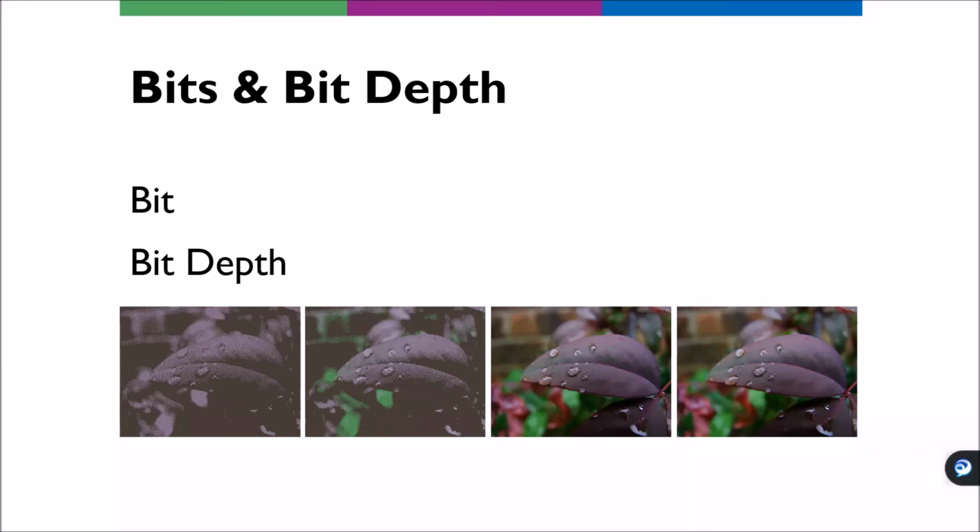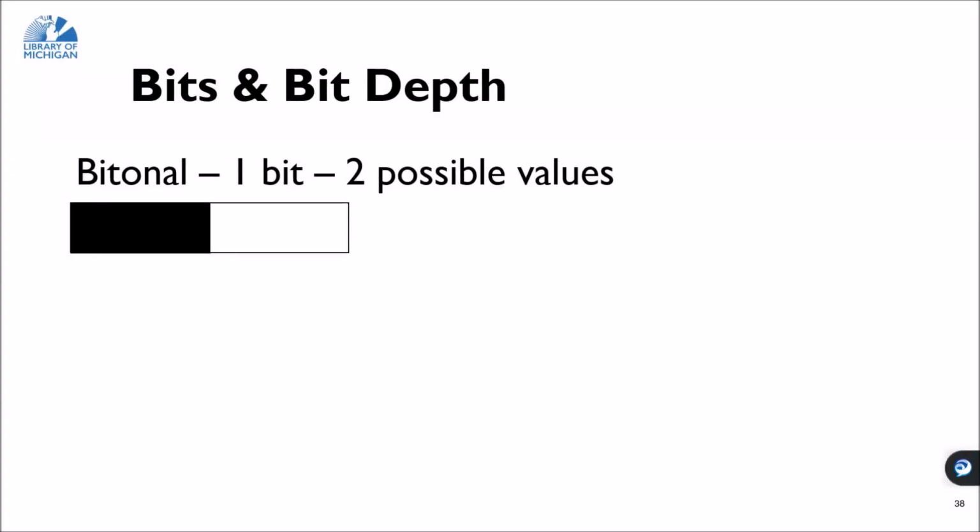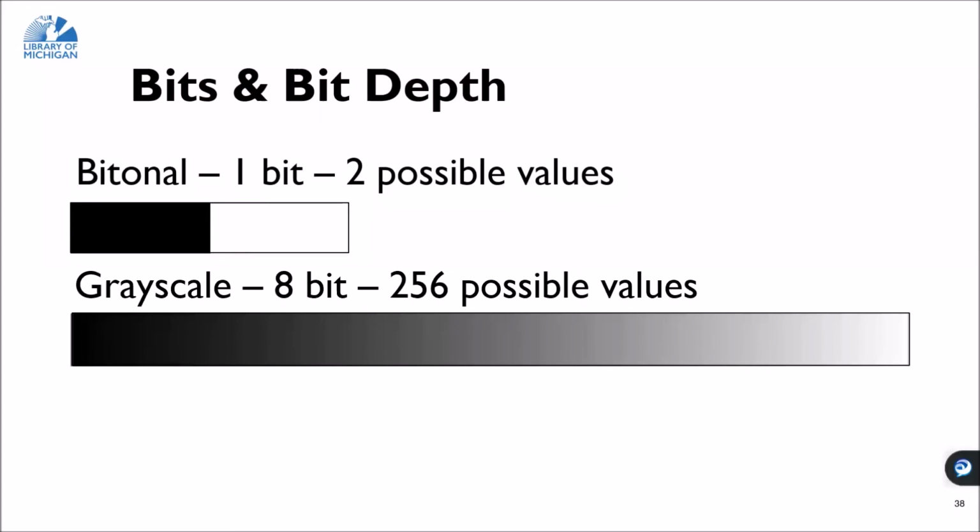Let's take a look at some of the common bit depths for digital images. First one is bitonal, or 1 bit. That 1 pixel can be represented by one of 2 possible values, either black or white, heads or tails. The next is grayscale. Grayscale files are usually 8-bit. That means that there are 2 to the 8th power, or 256 possible values in that pixel, from 0 being black to 255 being white.